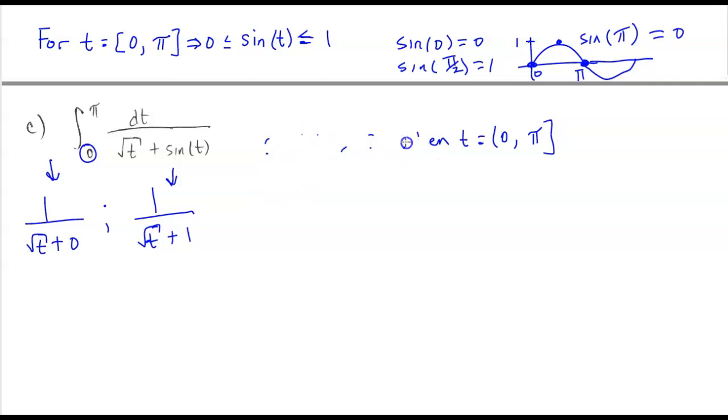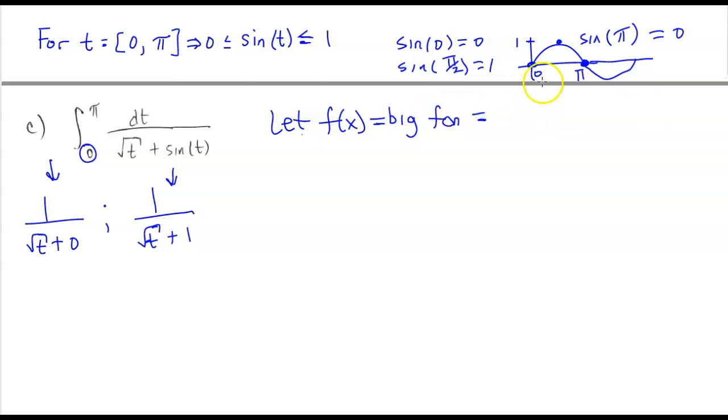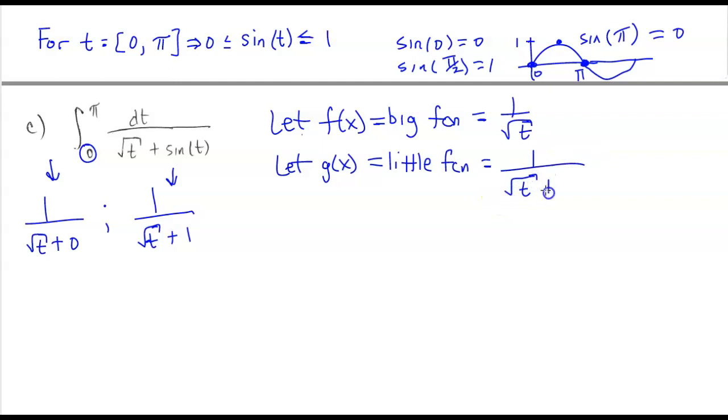So I'm going to erase the rest of what I have here. What we're going to do is let f of x, which I'm going to call the big function, be 1 over square root of t. And we're going to let g of x, which is the little function, be what was given to us. Since the big function looks like something that we may be able to deal with, we know from the direct comparison theorem that if our big function converges, then our little function will also converge.